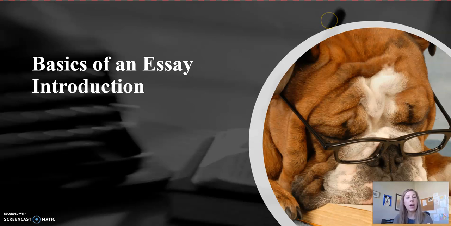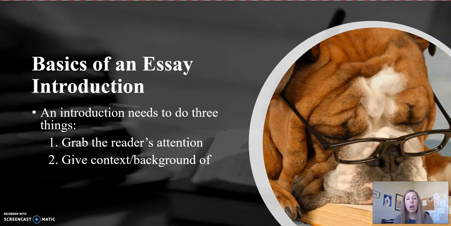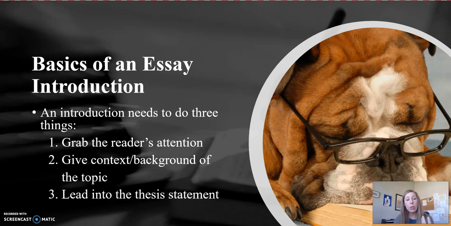Now let's talk about the basics of an essay introduction, the opening paragraph. An introduction needs to do 3 things. 1. Grab the reader's attention. 2. Give some context or background of the topic that you're writing about. And 3. Lead into the thesis statement. As we talked about, that thesis statement is the last 1 or 2 sentences at the end of the introduction. So you want to come up with a segue from that context or the background of your topic into that very precise, specific thesis statement at the end.